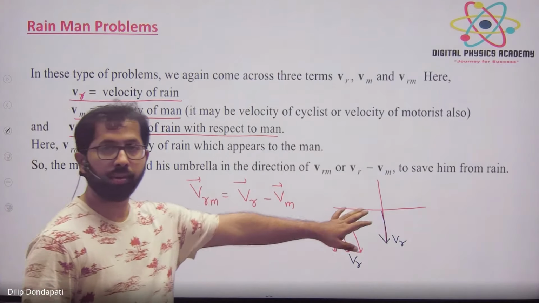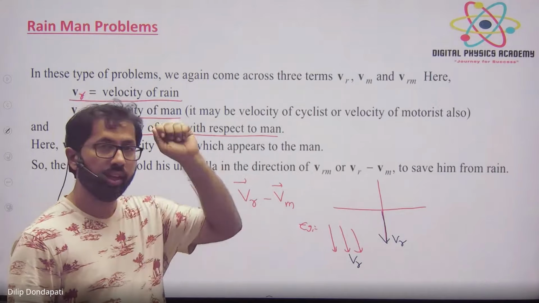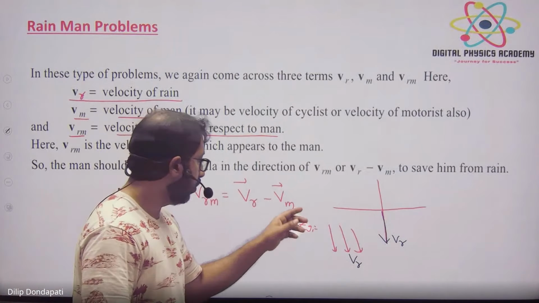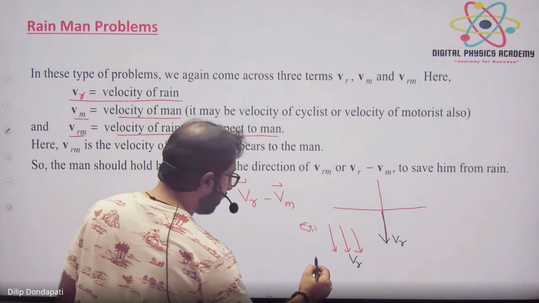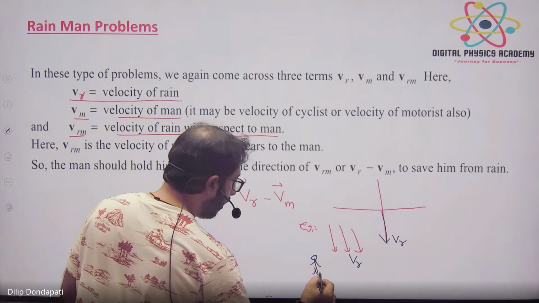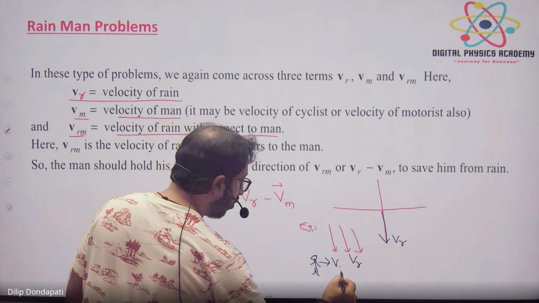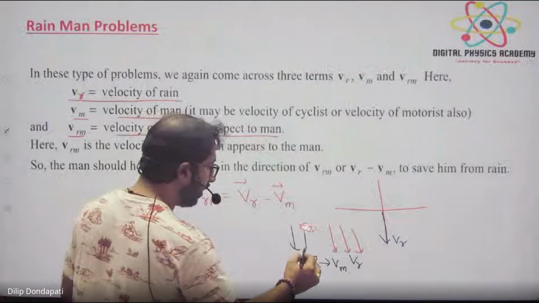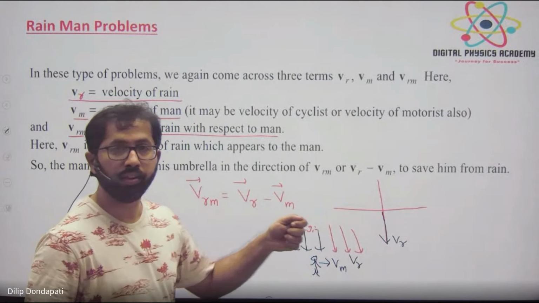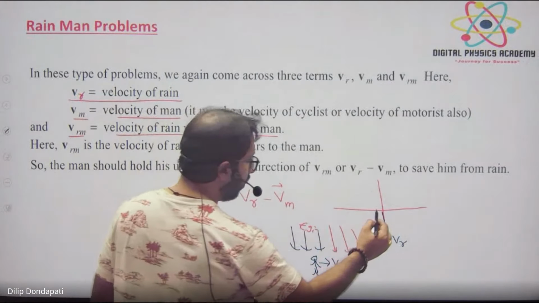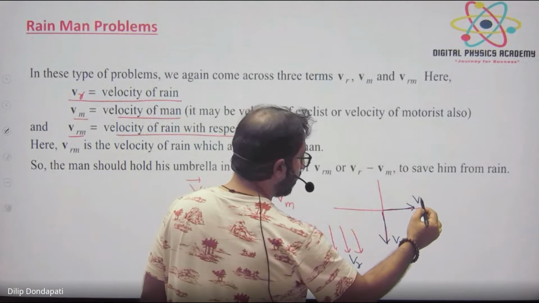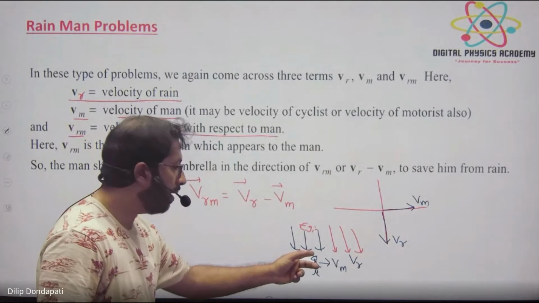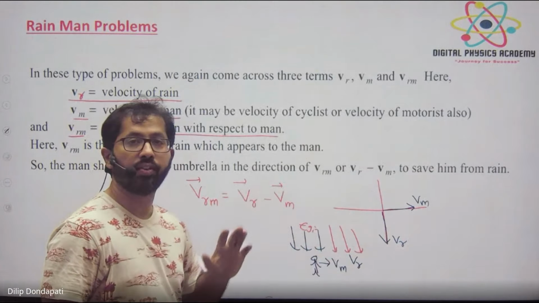डायग्राम में आपको ड्रॉ करना पड़ेगा. He will ask at what angle you have to bend the umbrella so that you will not get wet. Okay, so VR is given like this. Suppose a person is walking in this direction, velocity of man in this direction, right side जा रहा है. पूरा रेन, बारिश गिर रहा है, vertically it is falling. He is walking with velocity VM. So velocity of man is VM, like this. He will ask at what angle he has to place the umbrella so that he will not get wet.